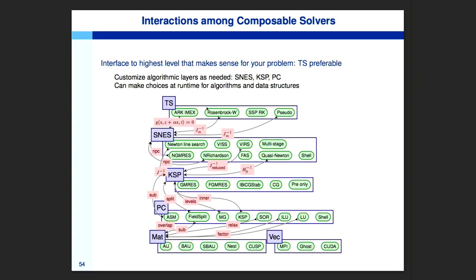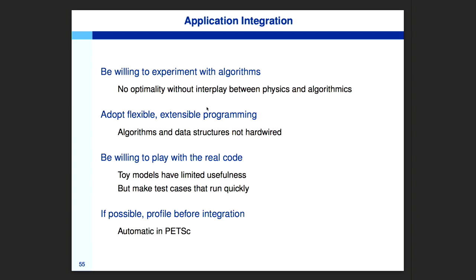Part of what's important to understand is that you want to think about what you're doing holistically. This diagram shows that in practice, you have many, many choices at all layers of the algorithms that you're using for a problem. We advocate that applications interface to PETSc at the highest algorithmic level that makes sense for your problem. In many cases, interfacing at the time-stepping level is the best choice. Underneath, PETSc can automatically do some smart things to pull together other aspects of algorithms and data structures, but at the same time, you as an application have the ability to customize choices at runtime for those lower layers as well.